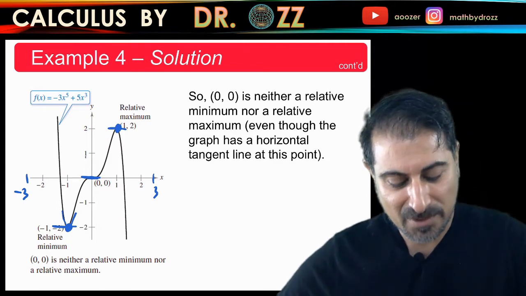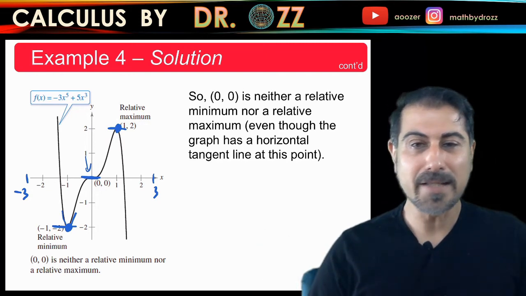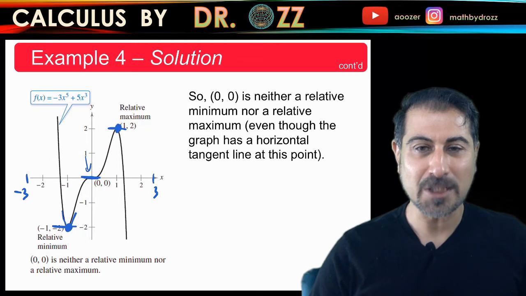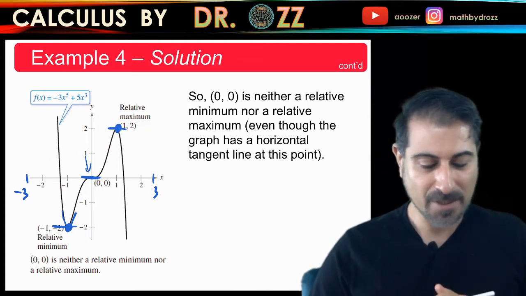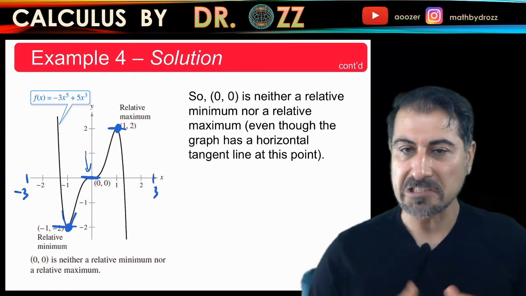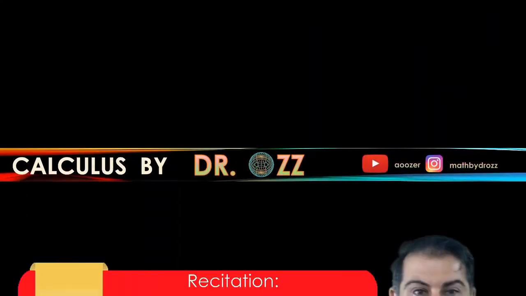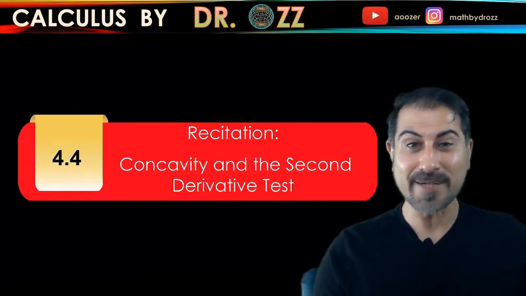And at x equals 0, there's nothing, right? There's no relative extrema other than the inflection point that we can see, because the concavity changes across x equals 0. It's from downward to upward. So that inflection point, in fact, doesn't produce any kind of relative extrema. All right, now you have all the skills to start the video recitations.